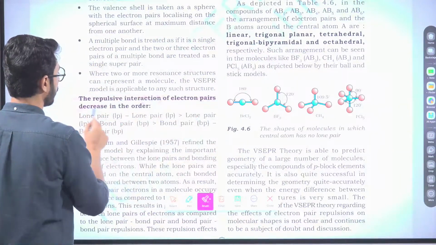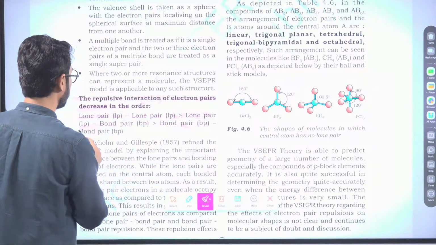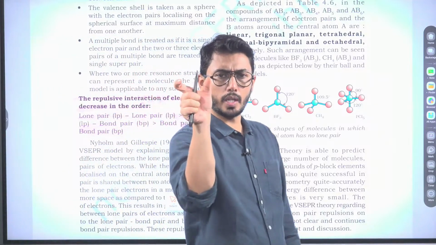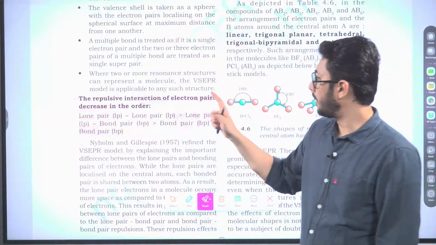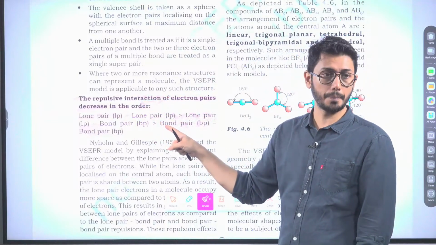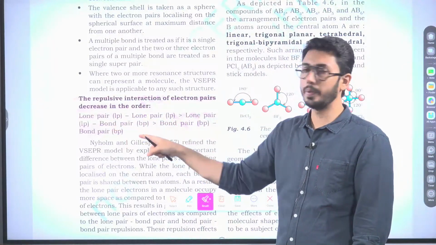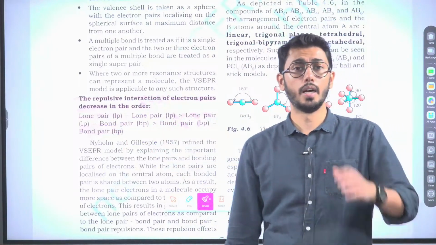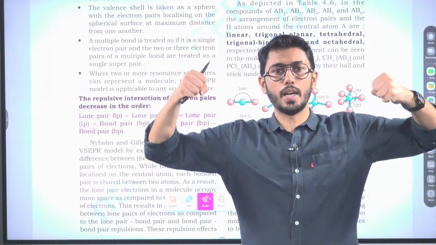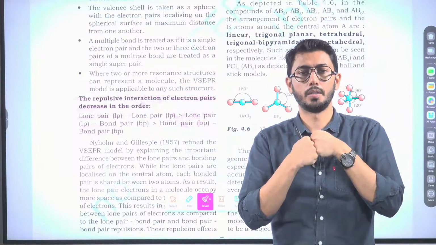Repulsive interactions is what you will add separately. In the notes you can mention the postulates, then you can mention the NCERT page number. Then important is repulsive interactions. Which is strongest? Lone pair-lone pair, then lone pair-bond pair, and last bond pair-bond pair repulsions. That is the repulsive interactions of the electrons on the central atom in the valence shell. Lone pair maximum. Okay?